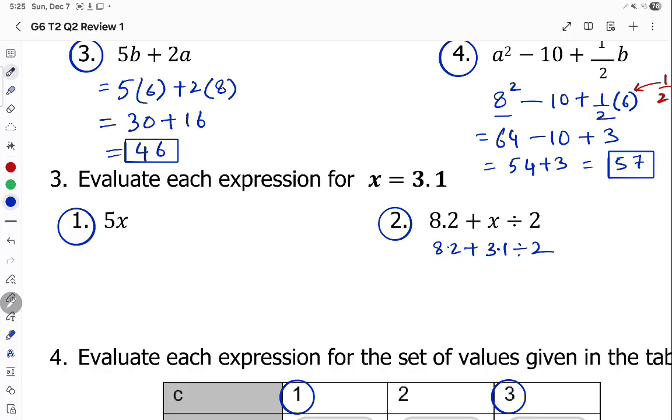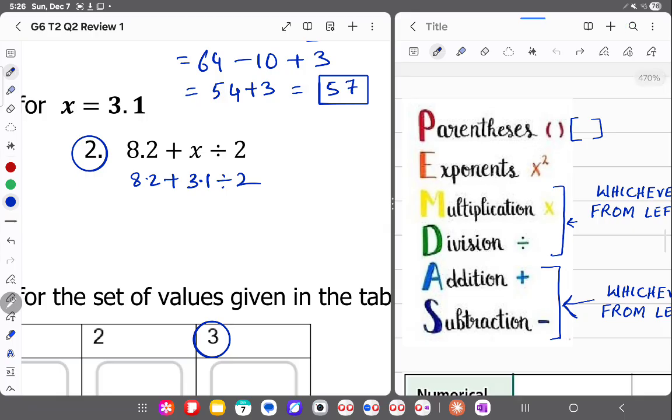Now there is an addition and there is a division, correct? So the PEMDAS rule says division comes before addition. As you can see here, division comes before addition, right? So we solve 3.1 divided by 2.